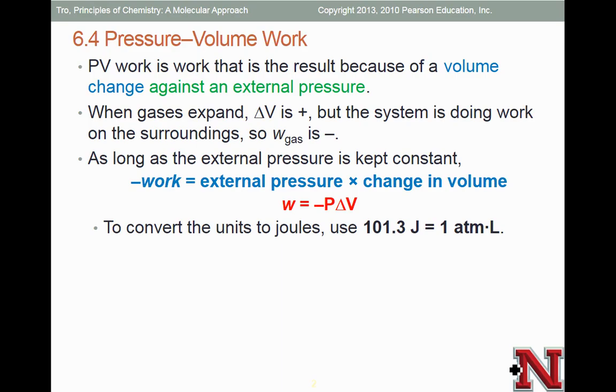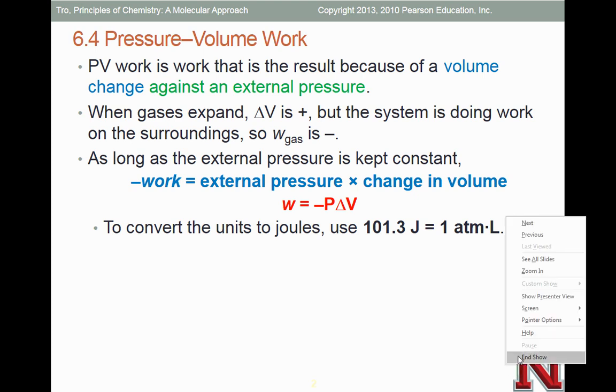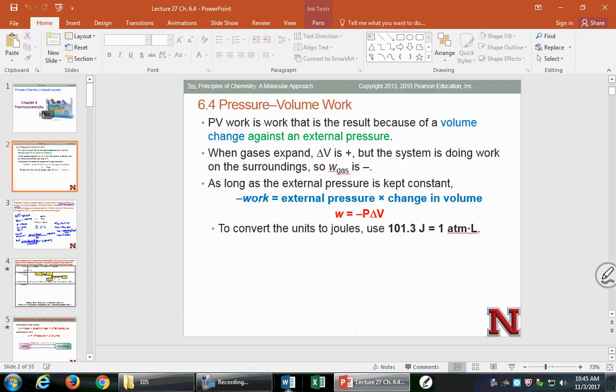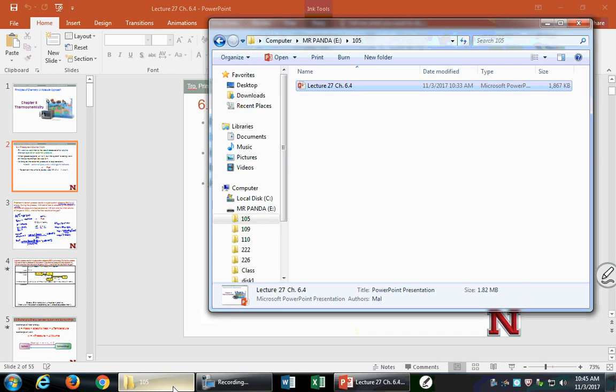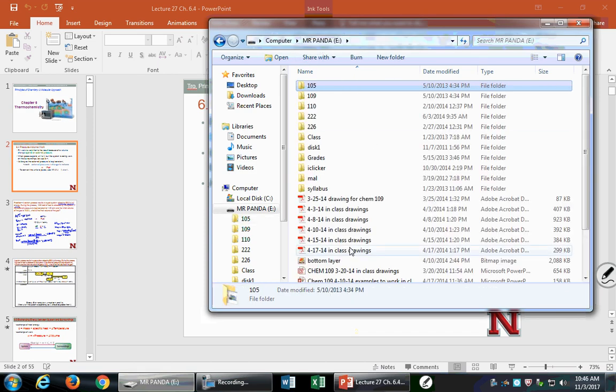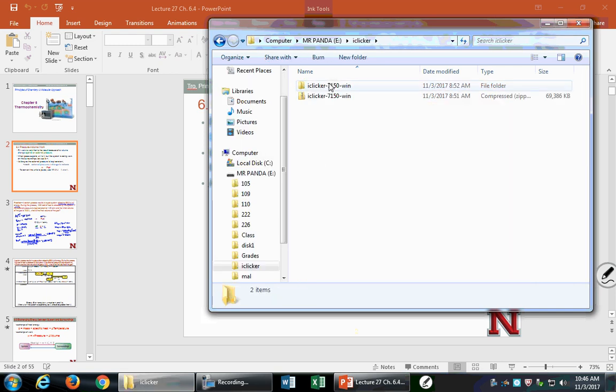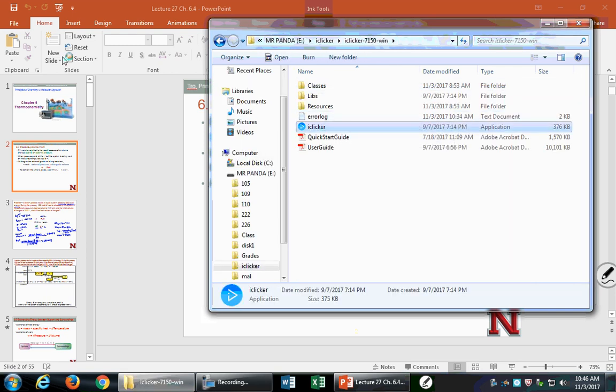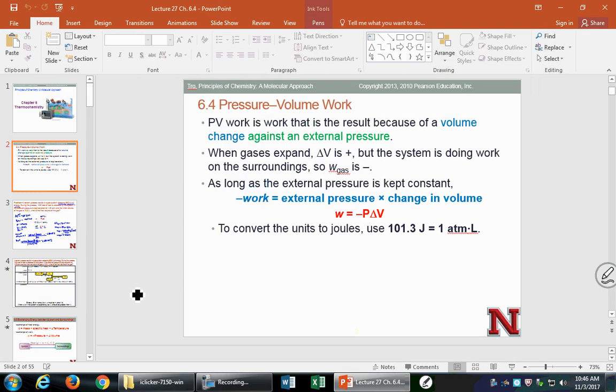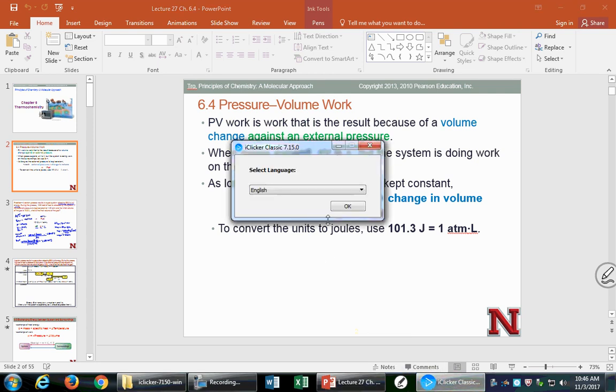So we left off last class, oh, I didn't start the iClicker, with talking about work and pressure systems for gases. And we were in the middle of working a problem, and I didn't want to rush it, so we did not quite finish it. And we are going to finish that. So we can relate work to negative P delta V, assuming that our external pressure is kept constant.